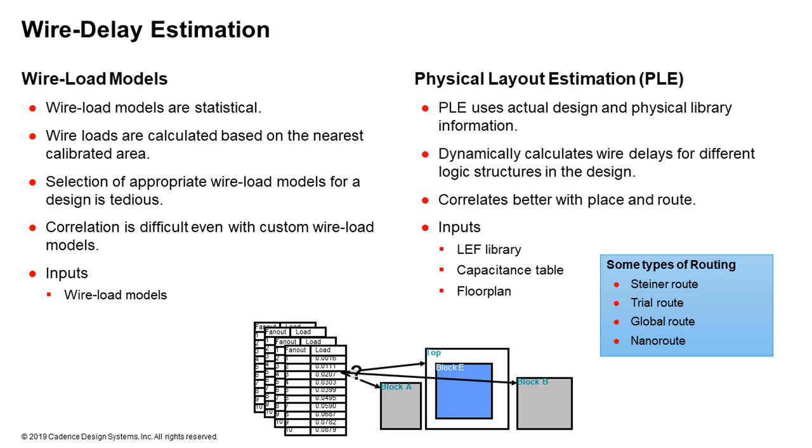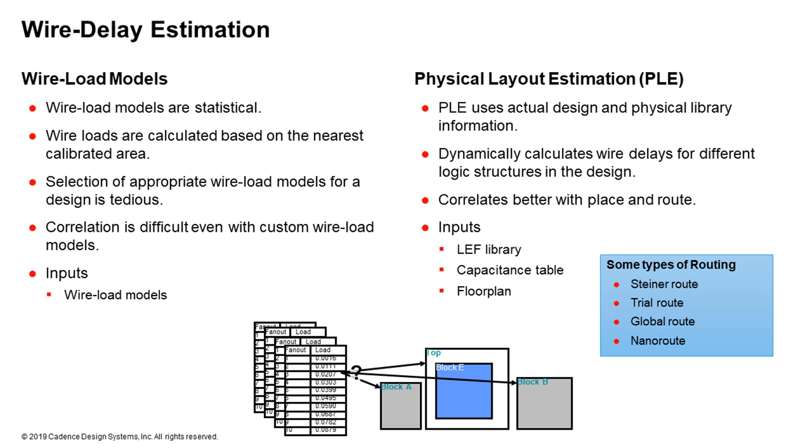Physical tools actually use routing and extraction to determine the actual wire delays, but the front-end tools like synthesis tools do not have that luxury, so they need to rely on wire delay estimation. So wire delay estimation can be done either through wire load models or some kind of layout estimation tools like the one here, physical layout estimation, PLE. So either one of these can actually be used.